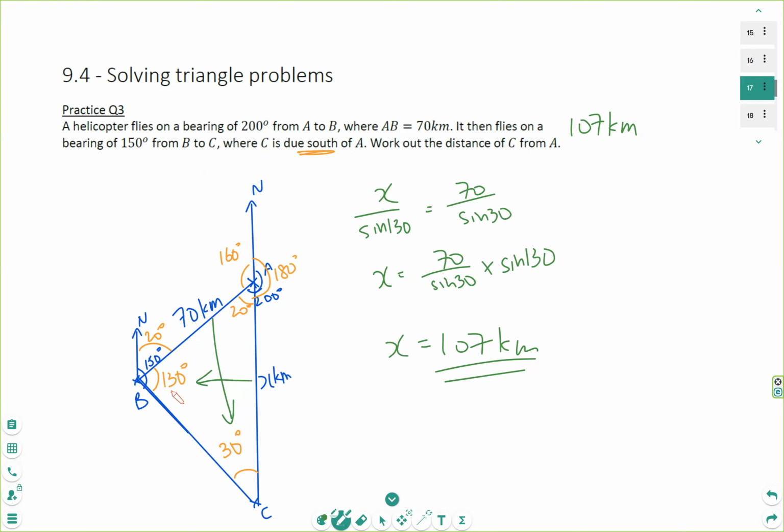However, you can be assured that in the real exam you rarely have to draw these kinds of questions. This is more a problem-solving question, just to train up your problem-solving skill. In the real exam, you rarely get a bearing question where you have to draw something like this.